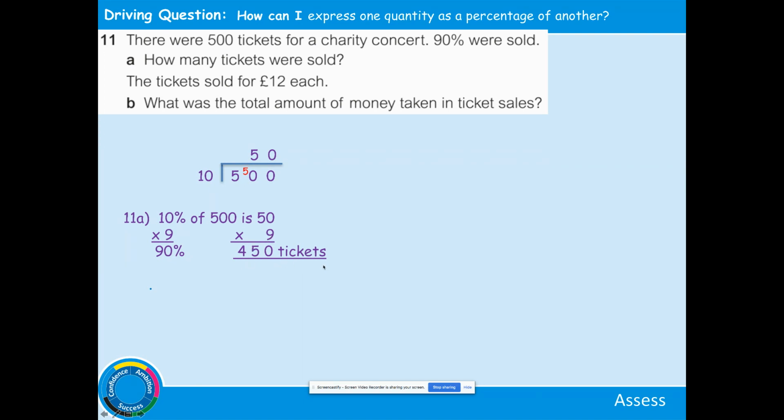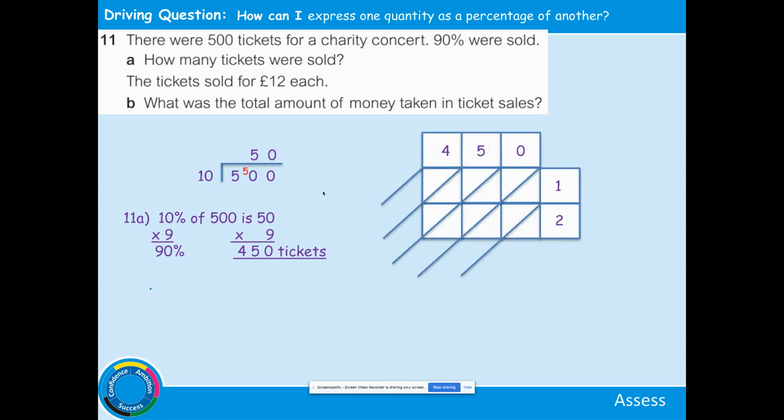450 tickets were sold. So for part B, the tickets sold for £12 each. What was the total amount of money taken in ticket sales? So we've got to do 450 times 12. Okay, so I know that you've been learning this box method way back at the beginning of year 7. So just familiarise yourself with this.